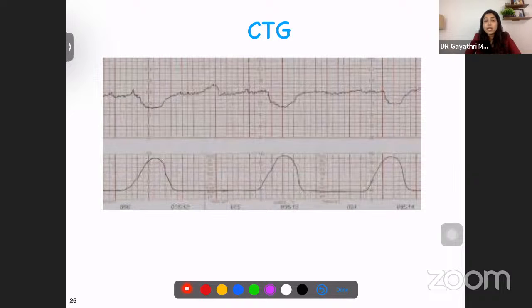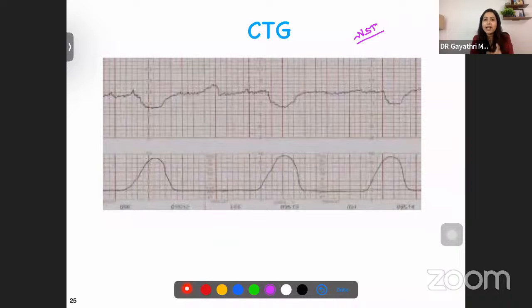Now let's discuss three very important CTG pictures. What is CTG? It is cardiotocography. What is the difference between CTG and NST? Very often we say CTG, NST, and many times even interchangeably. What's the basic difference between them? In CTG, as the name suggests, it is cardiotocography. Toco means contraction. Cardio means I'm going to assess the fetal heart rate.